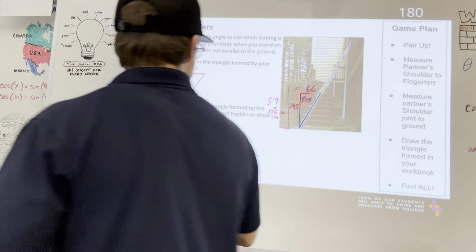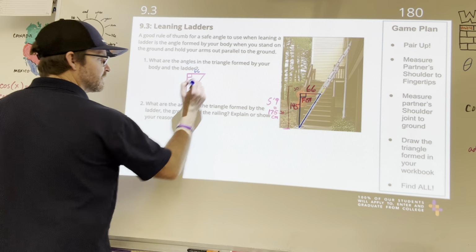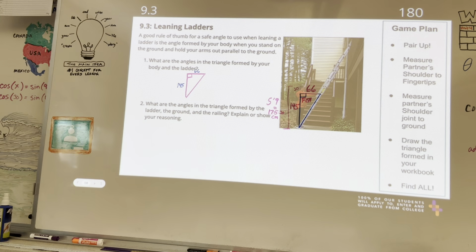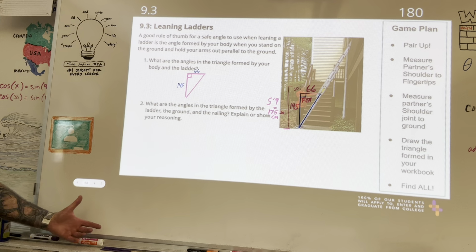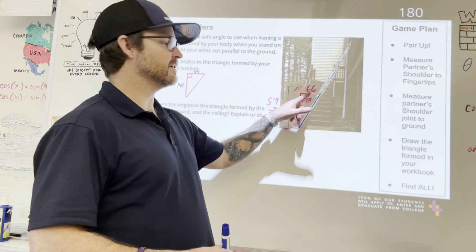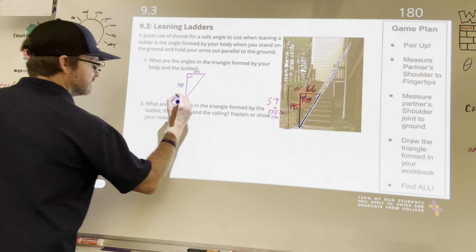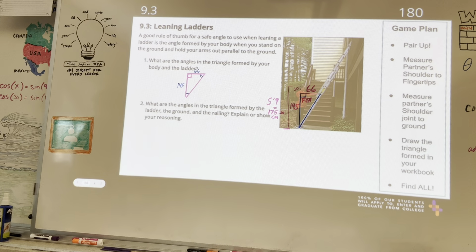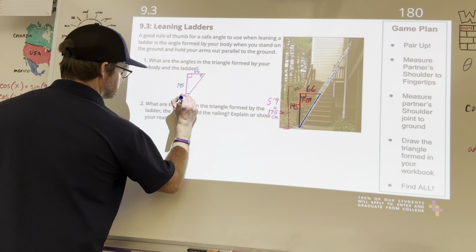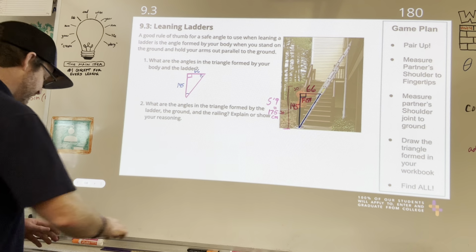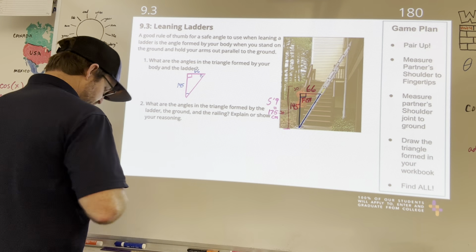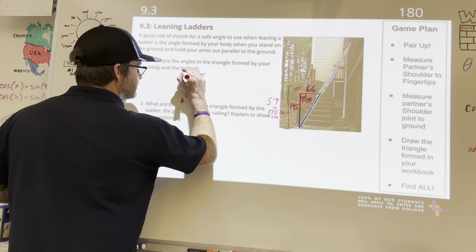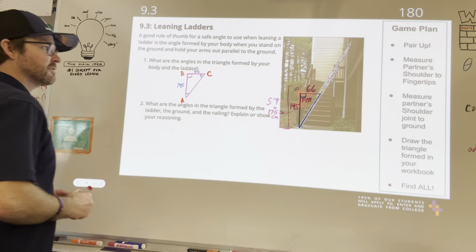Okay, so we got a triangle now with 66 and then 145. Now, you go back to number 1. What are the angles in the triangle formed by your body and the ladder? So you got to get this one and this one. Okay? So let's just go ABC. It's always easier. ABC. And use a lot of color. I love using color. It makes your presentations pop a little bit.